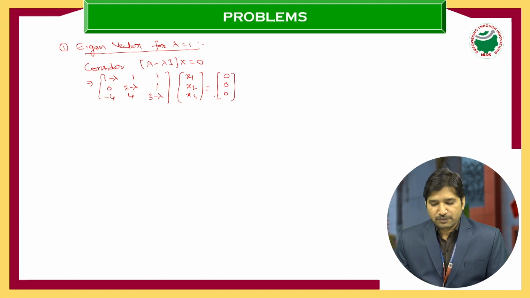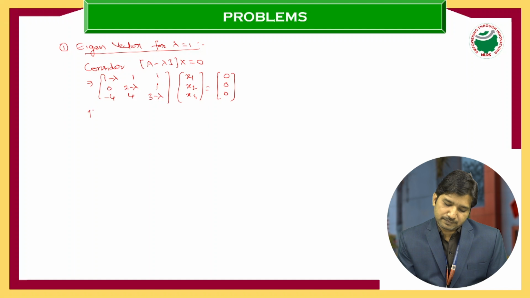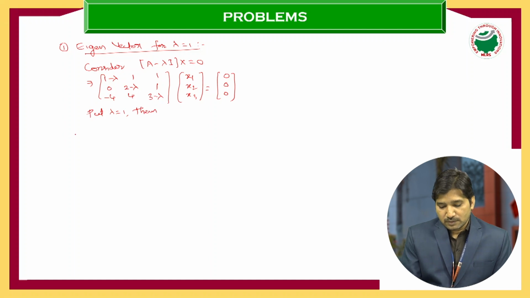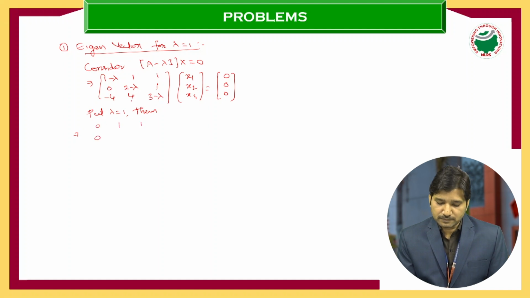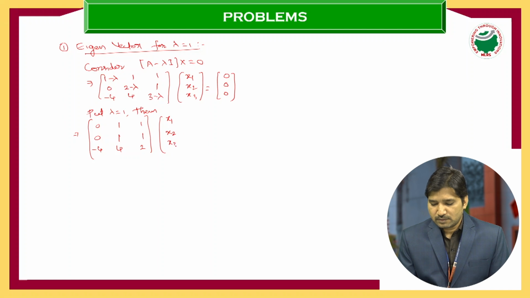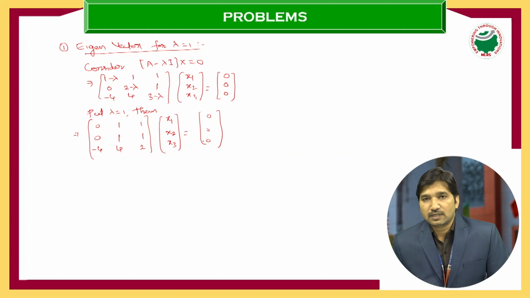Now substitute lambda equal to 1. Put lambda equal to 1, then we get 1 minus 1 = 0, 1, 1; next 0, 2 minus 1 = 1, 1; minus 4, 4, 3 minus 1 = 2, into x1 x2 x3 equal to 0, 0, 0. That is a homogeneous system.